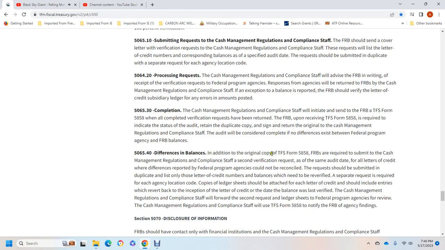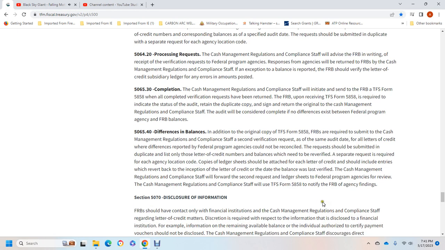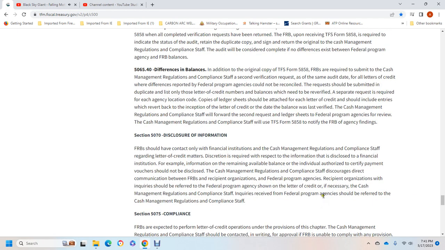5065 Difference in the balance: in addition to the original copy of the 5858, the Federal Reserve Bank is required to submit to the Cash Management Regulation Compliance staff a second verification request with the same audit date for all letters of credit where the difference reported by the Federal Program Agency could not be reconciled. The request should be submitted in duplicate, with only the letters of credit for the balances that need to be verified. A separate request is required for each agency location code. Copies of the ledger sheets for the letters of credit should be attached and should include entries from the inception of the letter of credit through the date of the balance being verified by the Cash Management Regulation Compliance Staff. For the second request, the ledger sheet goes to the Federal Program Agency for review. Cash Management Regulation Compliance Staff will note the agency findings on form 5858 for the Federal Reserve Bank.